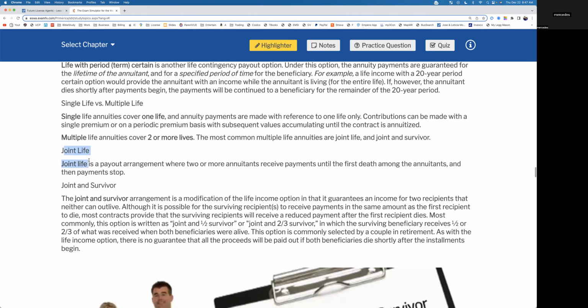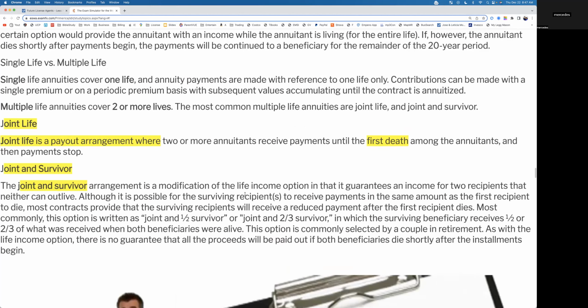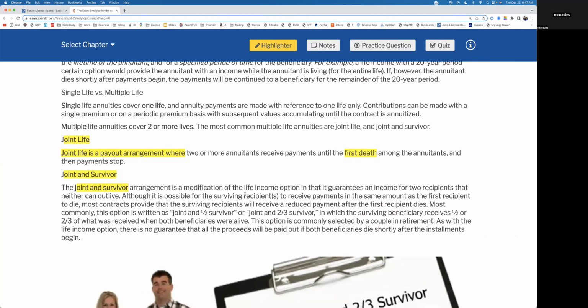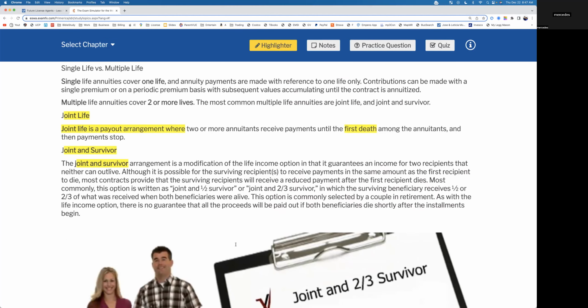Joint life pays out for two people, but then it stops on the first death, first to die. Joint and survivor pays for two people or more, but it stops when the last one dies. Just like life insurance benefits. Okay, this is good to know because this is also on the life types of policies chapter, and since it's on the type of policies chapter, you might as well master this also.